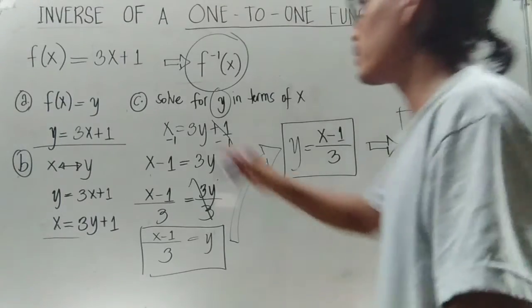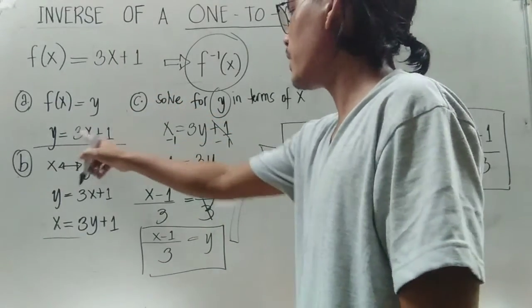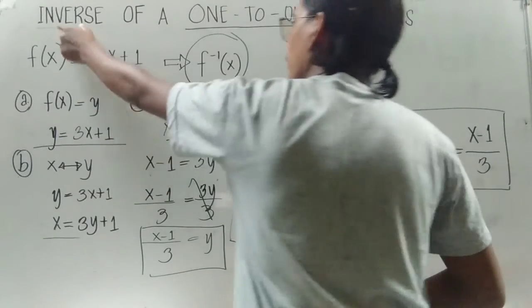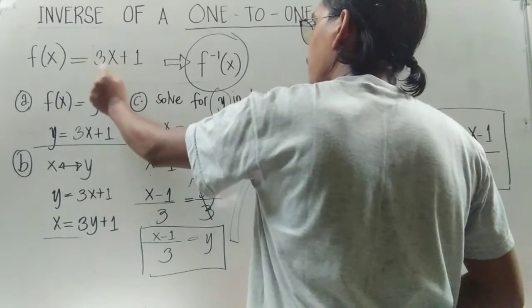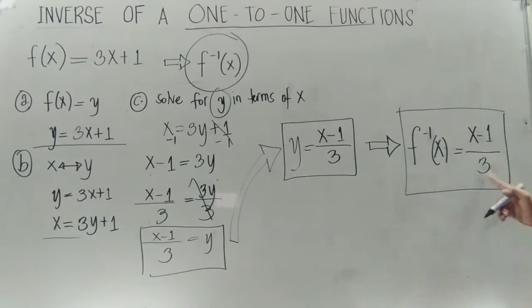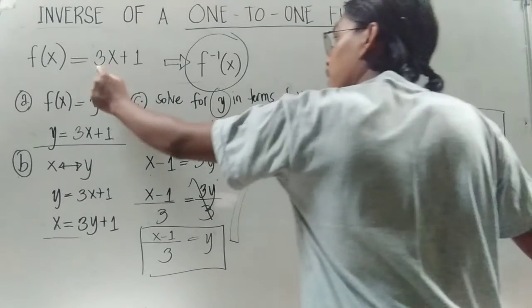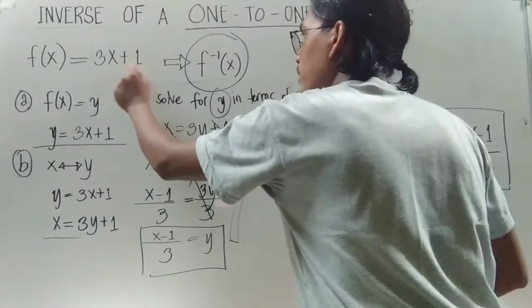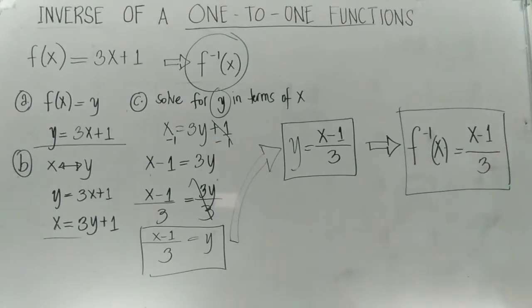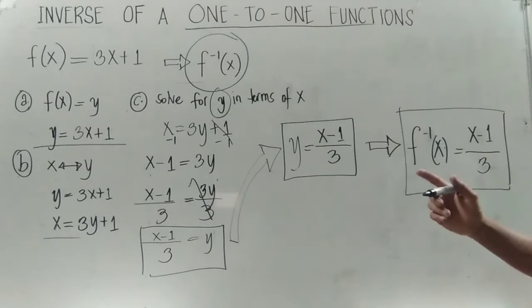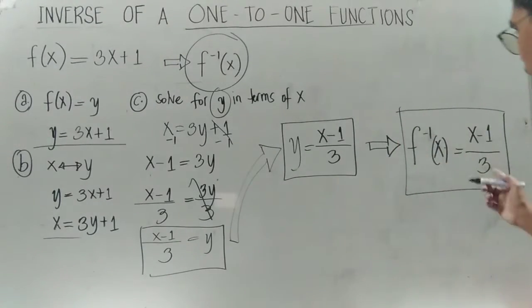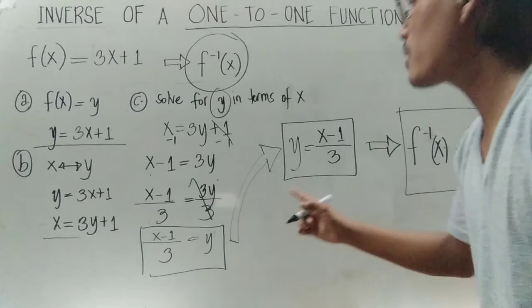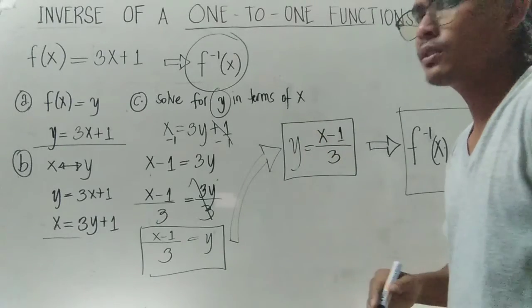If you can observe, we have 3x plus 1. So the operation between 3 and x is multiplication. So we are talking about inverse. So the inverse of multiplication is division. So we have 3 times x, now we have divided by 3. Then we have plus 1. So the inverse of plus 1 is minus 1. So if you have some knowledge on how to do the inverse of the one-to-one function, you can write it directly. But this is the basic and the fundamental step of solving the inverse of a one-to-one function.